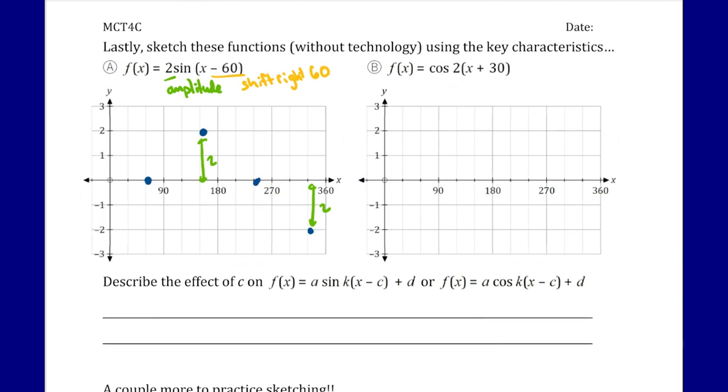So I'm going to get rid of that last one just because it's not on the graph. I'm going to redraw in my points. You can see that we've gone over 60 degrees. So every point has shifted over 60.